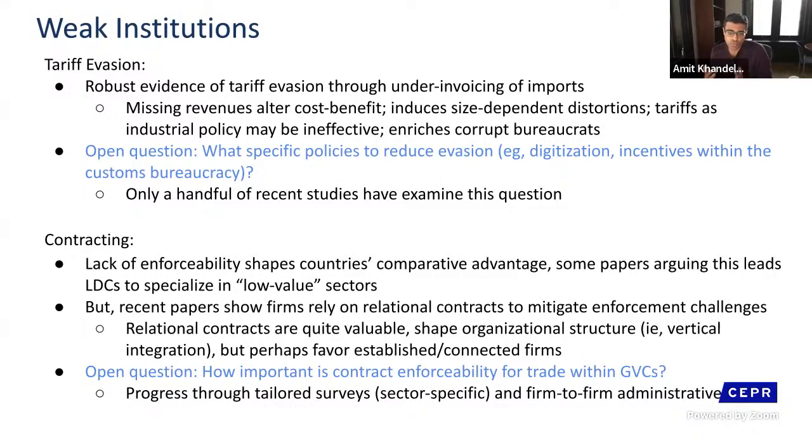And so I think one area of open work is thinking about contract enforceability and how important contract enforceability is for trade within global value chains. And here, I think there is a lot of interesting progress being made in the literature, both through tailored surveys that are sector or location specific to think about how important different aspects of contracts are, or observability of things like quality in particular sectors, and then also combining that potentially with access to firm-to-firm administrative data, where you can actually see the linkages of transactions within a country across firms.